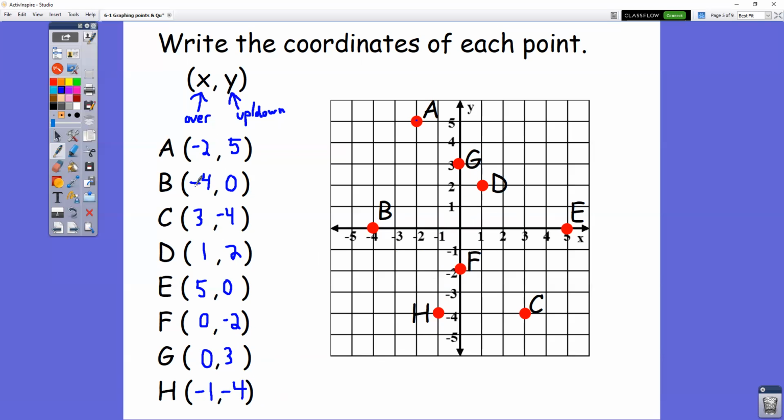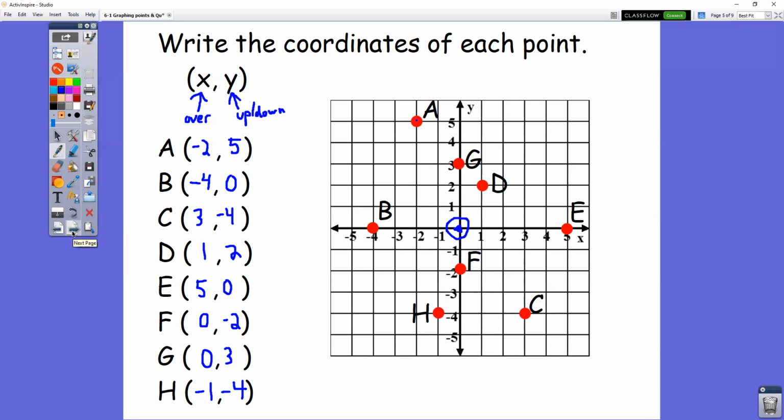So again, your first number is always how many you go over, how many you go left or right. And then your second number is how many you go up or down. Remember, you always start counting from right here, right at 0, 0, right in the middle. That's always where you start from.